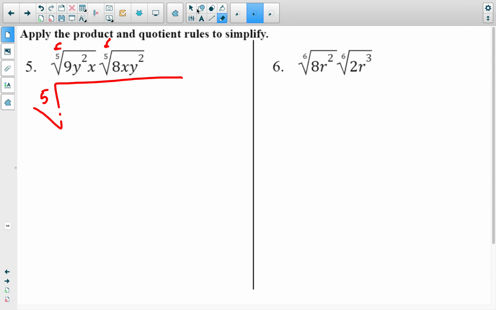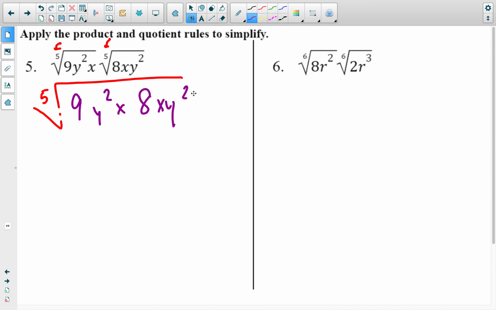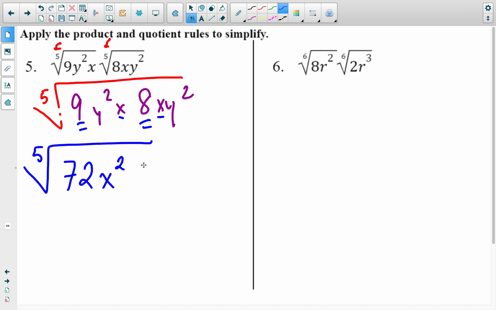Okay, so we're just going to multiply everything to be underneath the same radical, okay? 9y squared x and then 8xy squared. We can multiply our like terms together. 9 times 8 gives us 72. X times x gives us x squared. Y squared times y squared gives us y to the 4th. All right, at this point we should check and see if it can be simplified.